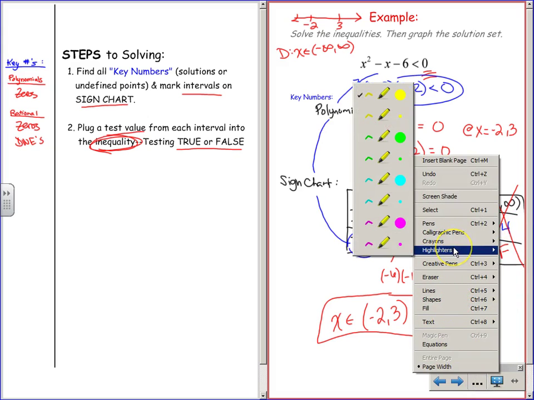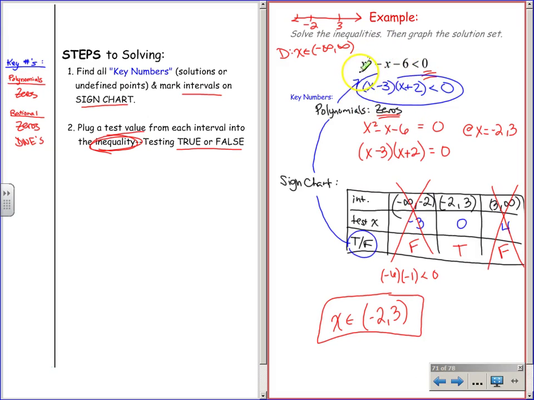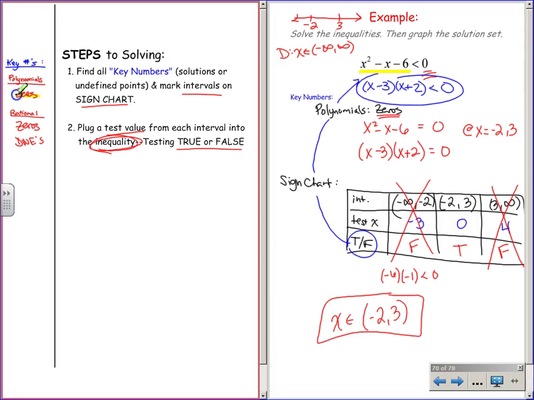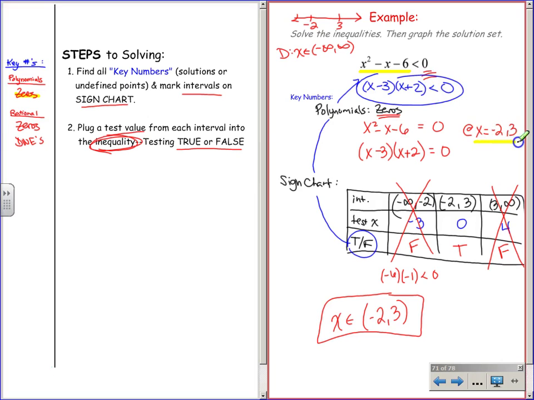You guys see it's a polynomial, right? No denominator. So as I look at this function, as I see it's a polynomial, I think about my key numbers being zeros. So I go ahead and just factor my polynomial. I find my zeros, which are right here. As we already talked about, I made my intervals using those zeros, splitting my number line up.